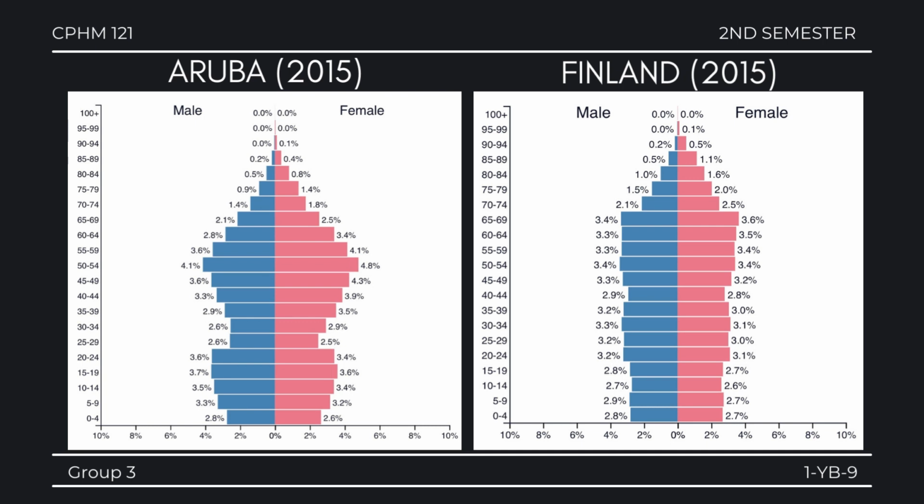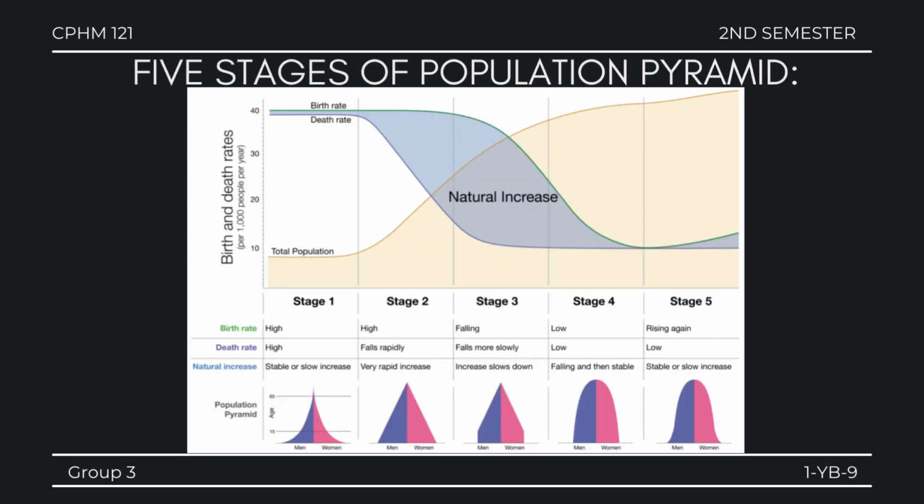Now we're heading to the last part, the five stages of population pyramid. We have stage 1, stage 2, stage 3, stage 4, and stage 5. As you can see in the picture, stage 1 and stage 2 have a high birth rate, while in stage 3 it has a falling birth rate, in stage 4 low birth rate, and stage 5, rising again.